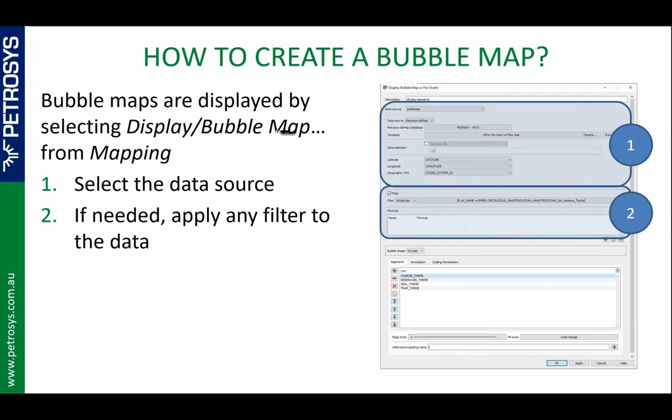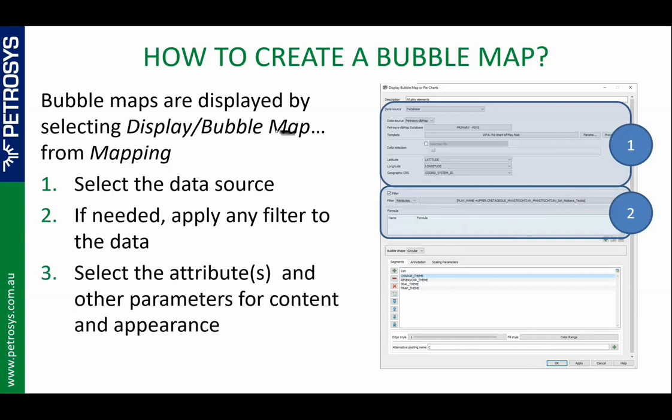So for example, if we want to display only a particular attribute or a particular branch within that attribute, we will do it in this section. And then the bottom section is where we select the attributes that we want to base the bubble maps on, and other parameters like annotation and display of that bubble map.